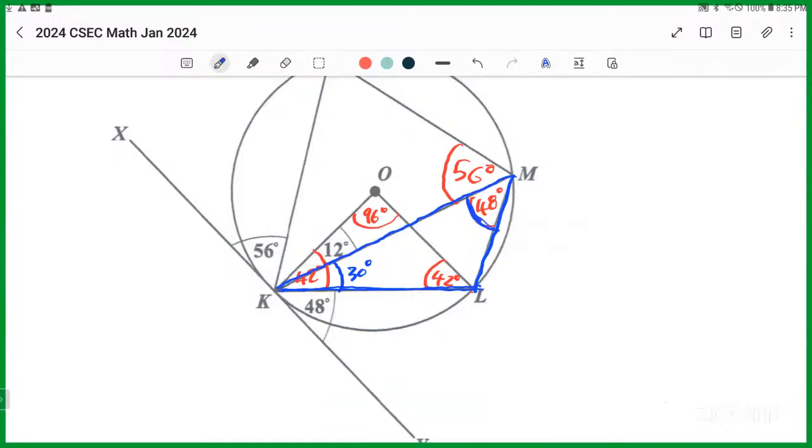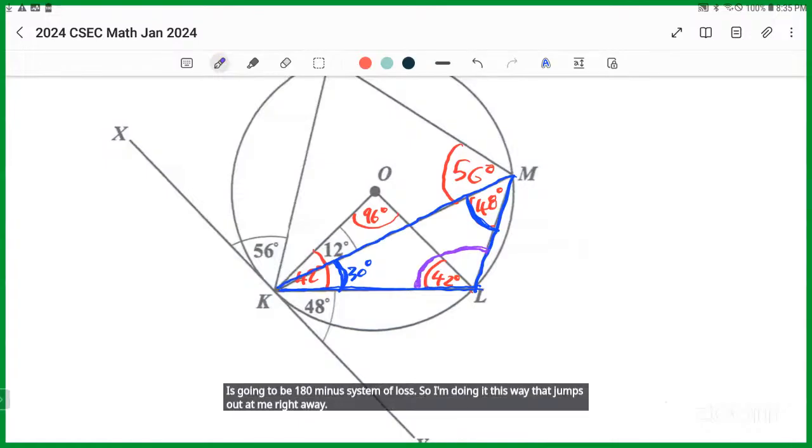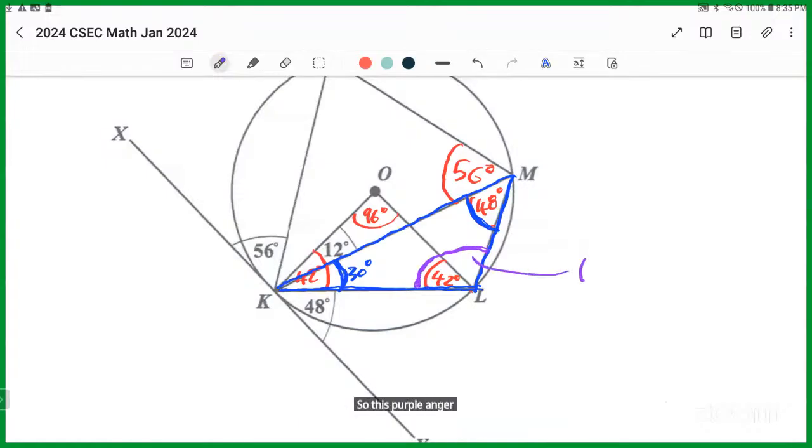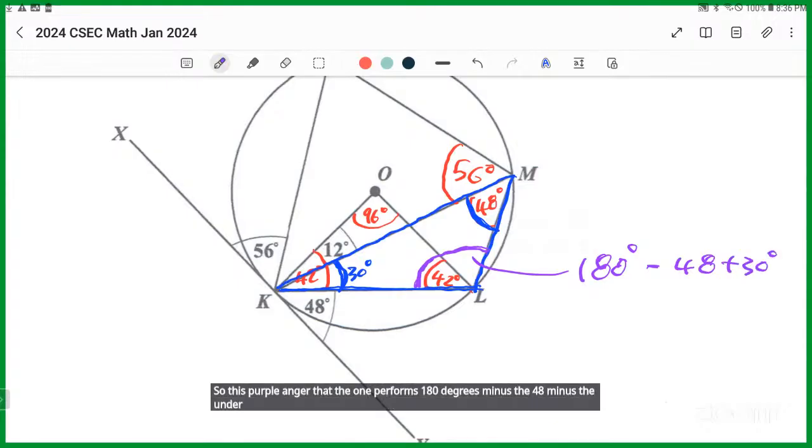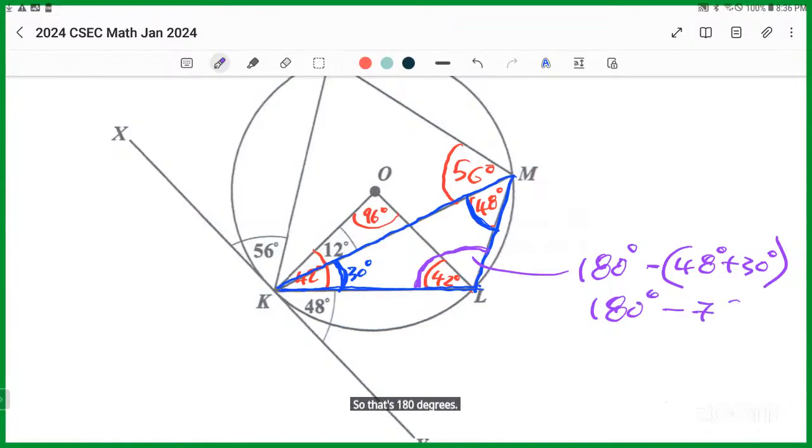Up here says 48, down here says 30. So this angle over here that I want is going to be 180 minus the sum of those two. I'm doing it this way because it jumps out at me right away. So this purple angle that I want becomes 180 degrees minus the 48 and the 30. The total angle of that triangle is 180. So that's 180 degrees minus 78 degrees. How much is that? That's 102 degrees.